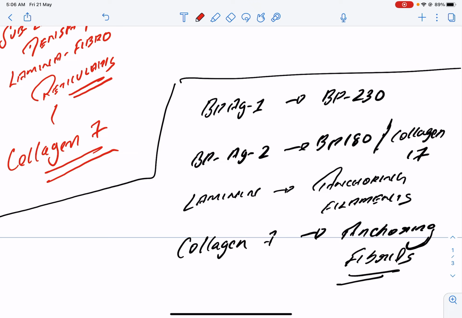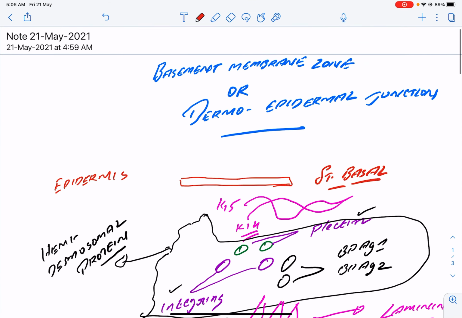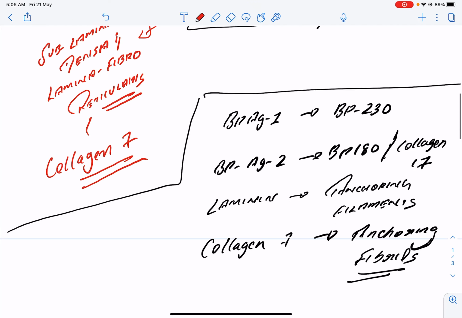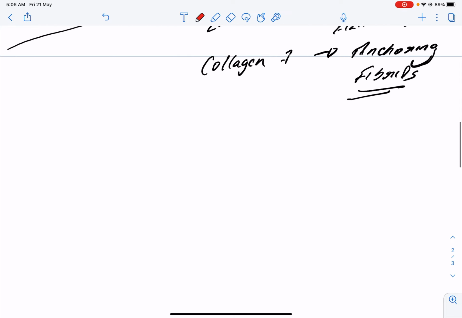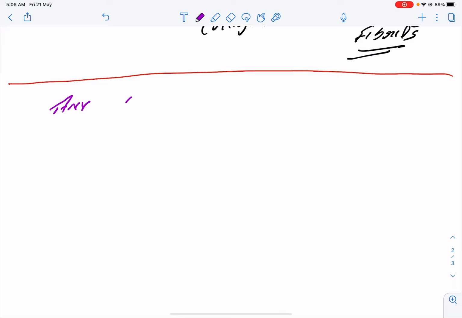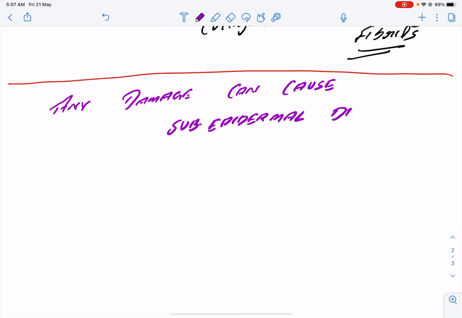Hope all got the point. So these are the different structures present between the dermal and epidermal junction, which we call the basement membrane zone. Now remember, if you have any disorders in these proteins, any damage, we go to the pathology side. Damage can cause subepidermal disorders.